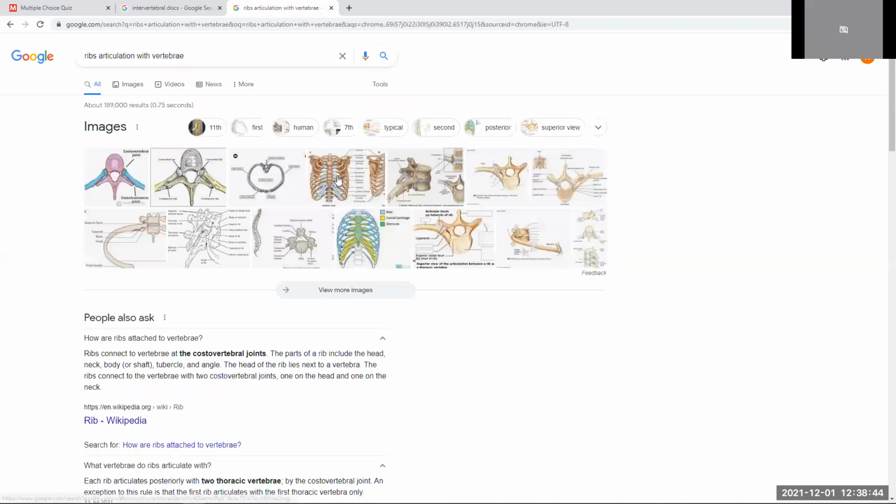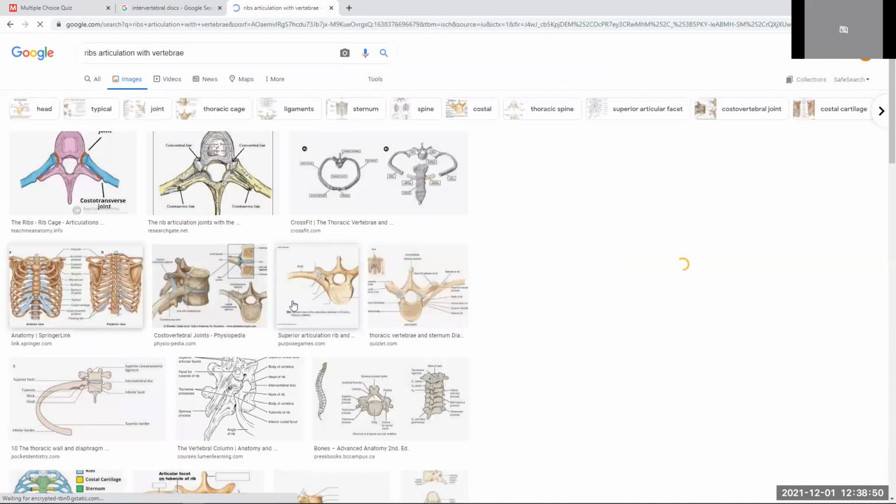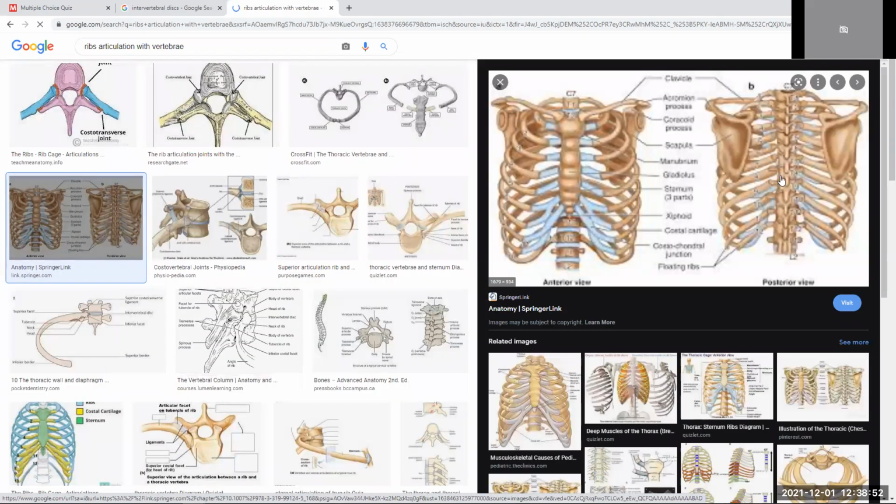Let's have a look at these. Yeah, so here it is. This diagram is very nice. It's showing the articulation of the ribs: rib 1, 2, 3, 4, 5, 6, 7, 8, 9, 10, 11, 12, down to the level of T12. So they're all attached to the thoracic vertebra. So it's the thoracic they're attached to, not the lumbar.